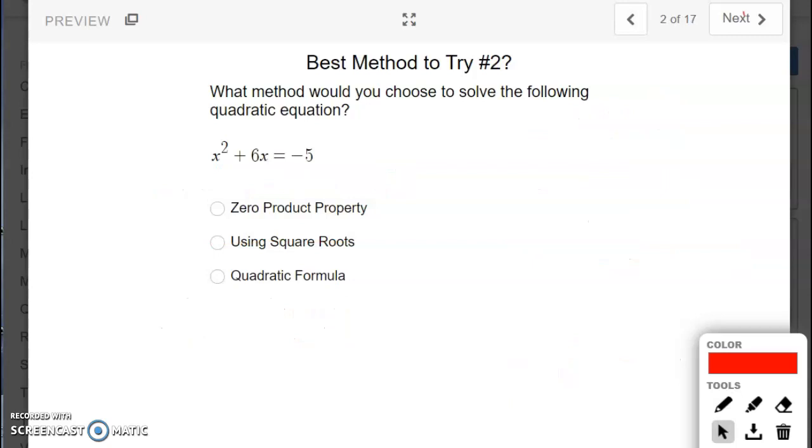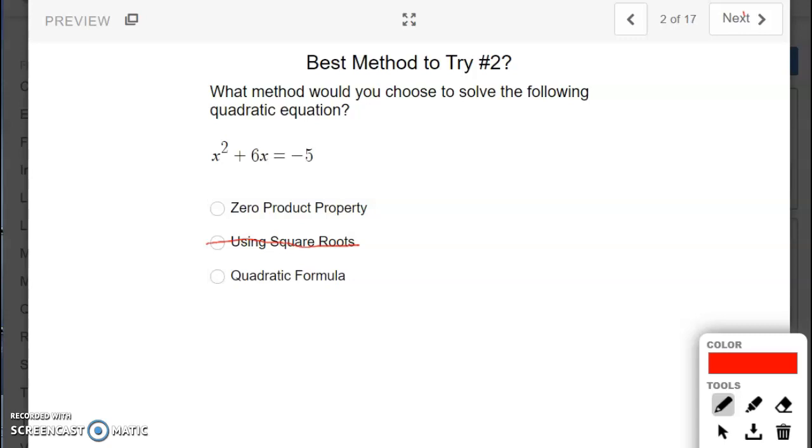Okay, what about this? x squared plus 6x plus negative... is equal to negative 5. Well, because we have the 6x, we have the variable being squared as well as being multiplied. So because of the 6x, we cannot use the square root. So again, the choice is between zero product property and the quadratic formula. Remember, zero product property using factoring is going to be far easier, but for that, it needs to be factorable.